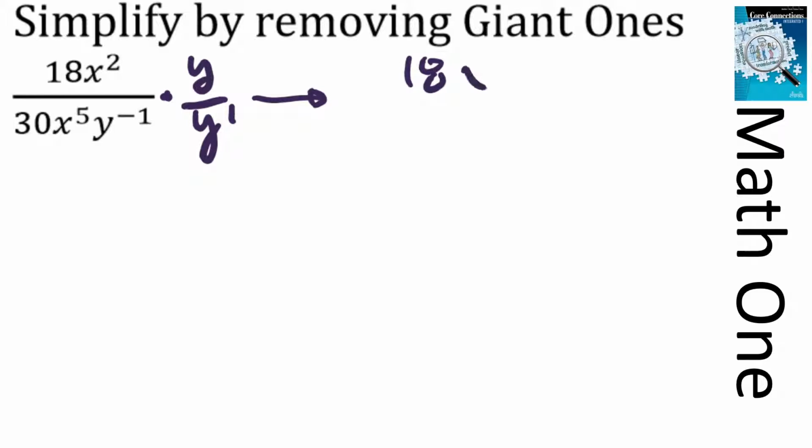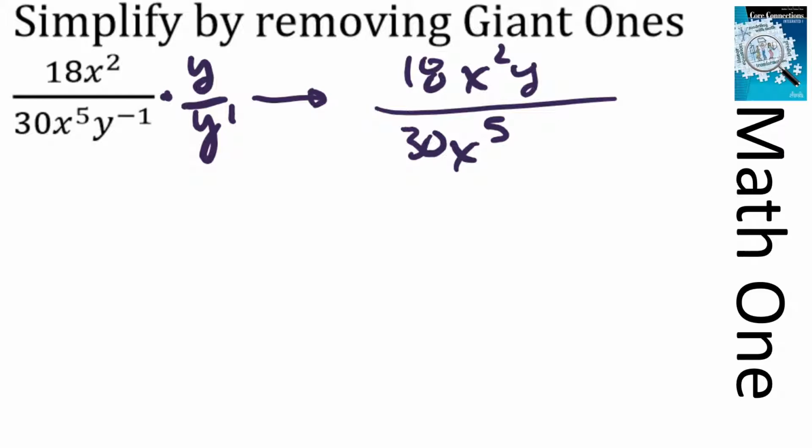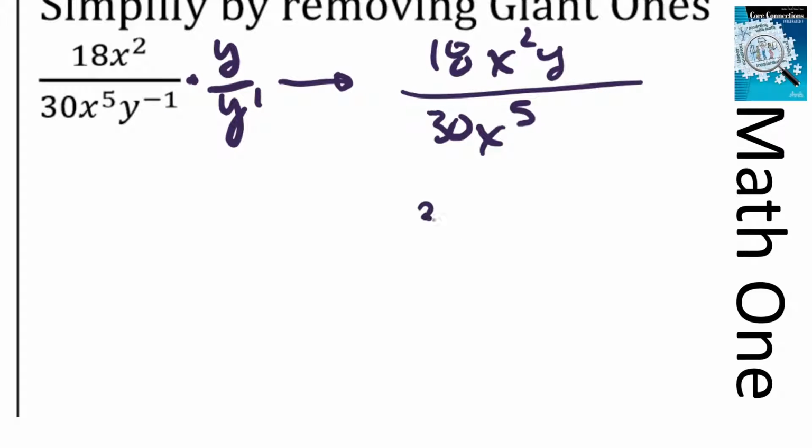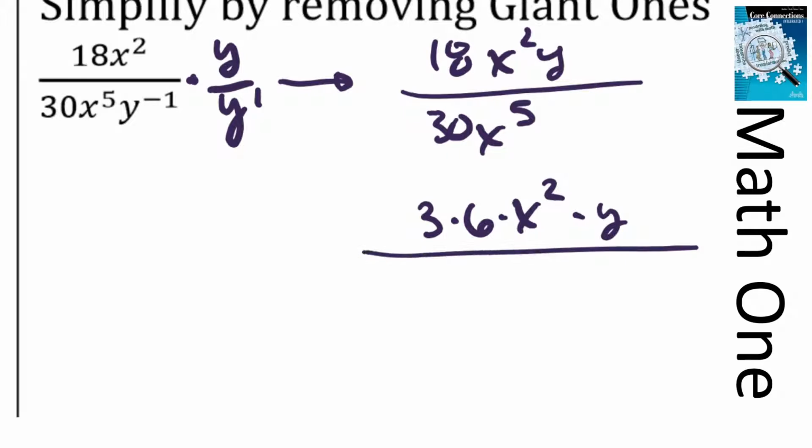What I have is 18x squared y all over 30, and then x to the fifth, and then just times the number 1. The other thing that I have here is clearly there's two factors of x in my numerator and denominator, and 18 and 30 both have common factors. 18 is 3 times 6, and 30 is 5 times 6. So I could rewrite this as 3 times 6 times x squared times y in the numerator, and in my denominator, 5 times 6 times x squared times x to the third.